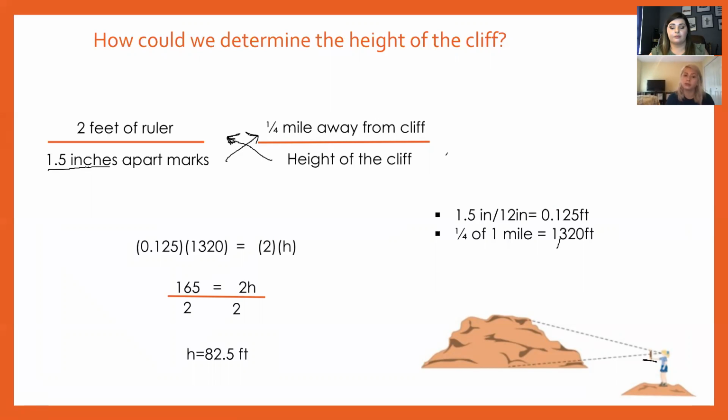So doing that cross multiplication, we would have 0.125 feet multiplied with 1,320 feet, and that would be equal to 2 feet of the ruler multiplied by h, which just stands for the height. So we would get 165 equals 2 times h. To get h by itself, we divide everything by 2. Well, 165 divided by 2 would give us 82.5, and all we would have left on this side is h. So our height would be 82.5 feet. So that's all we really have for that one.